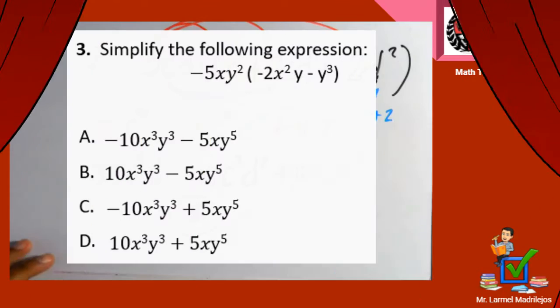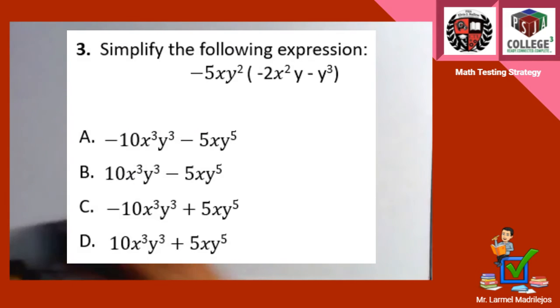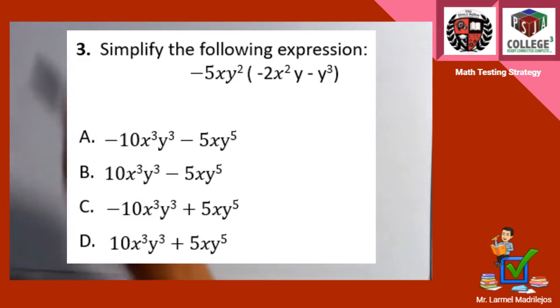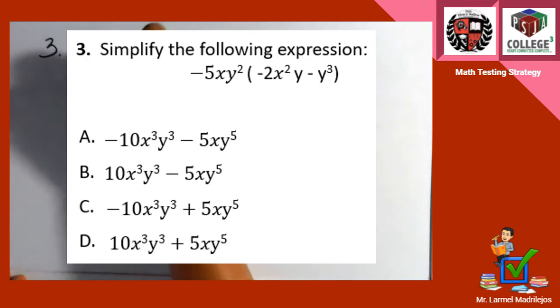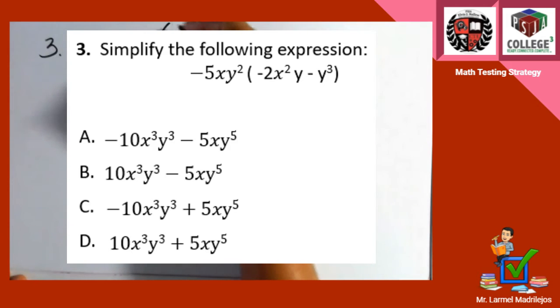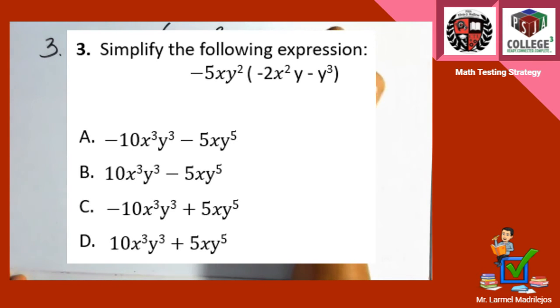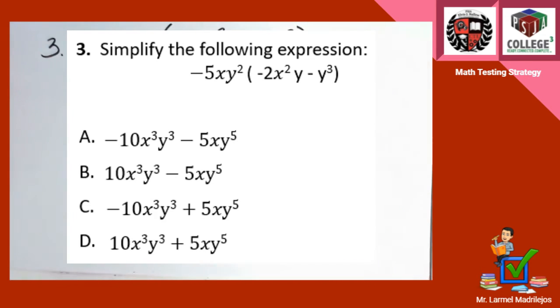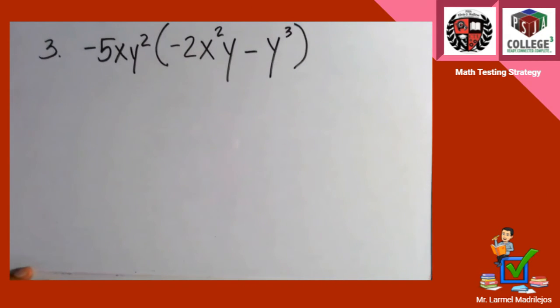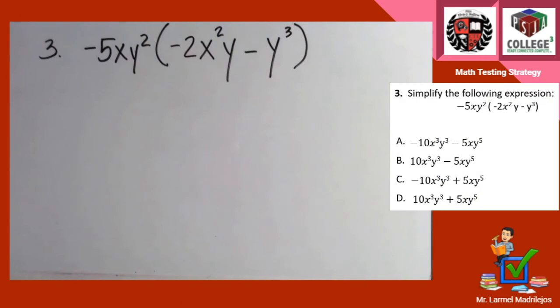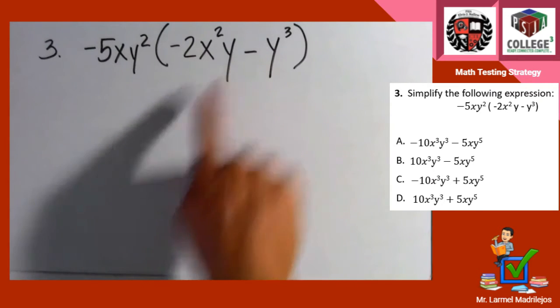Next question, question number 3. Question number 3, oh, there's a negative: negative 5 x y square, parenthesis, negative 2 x square y minus y raised to 3. The same process I'm going to do. Okay. So this time, I cannot write the negative here because there's a negative there.